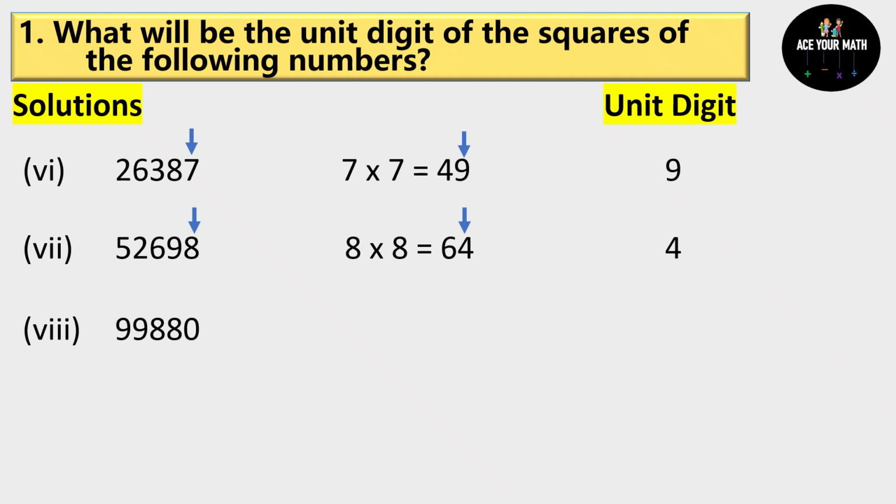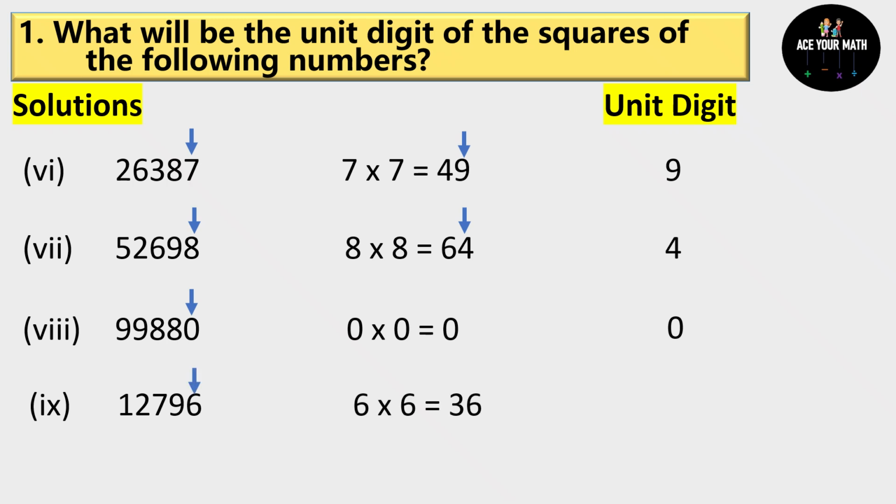Now look at the next question. It is 99880. So in the unit digit, you have 0. Multiply 0 by 0, you get 0. So in your answer, you will write 0 as a unit digit. Now the next is 12796. What is the unit digit? It is 6. So multiply 6 by 6, you get 36. In 36, what is the unit digit? It is 6. So you will write 6 as the unit digit. Now the last sum is 55555. So unit digit is 5 here. When you multiply 5 by 5, you get 25. So when you take the square of this number, you will get 5 in the unit place. Okay.